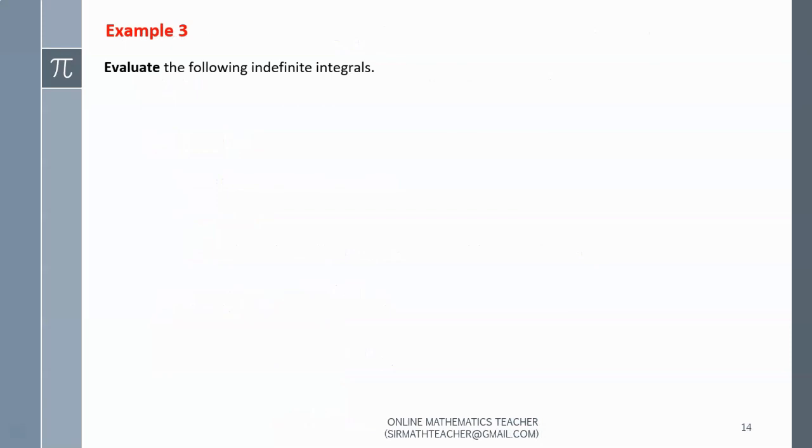Example 3. Evaluate the following indefinite integrals. So following an informal approach, we're now going to add 1 to this index and divide by it. The derivative of 8x is 8, so we must also divide by that. So we're going to end up with 1 over 32 lots of 8x plus 1 to the 4 plus c.